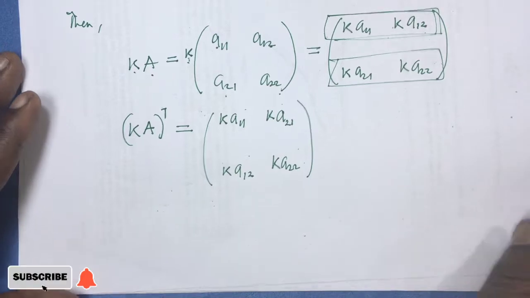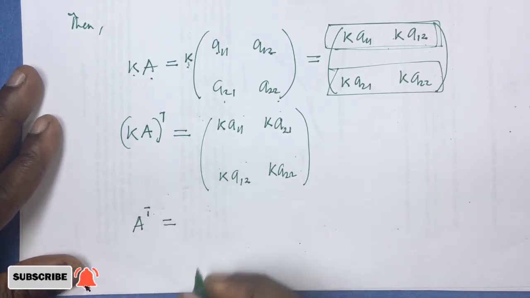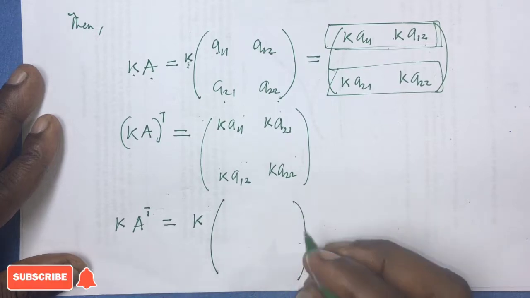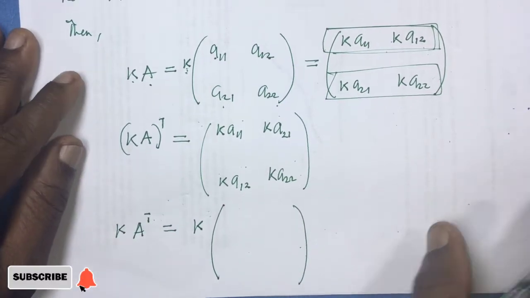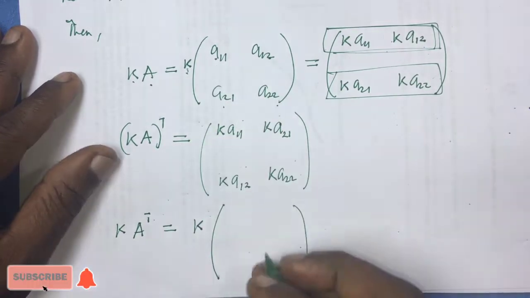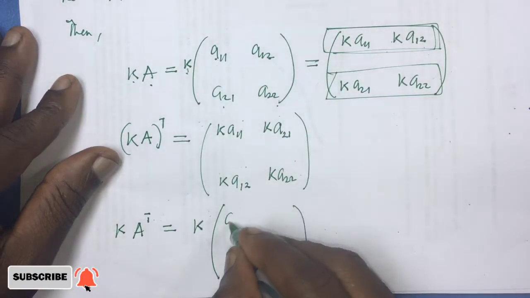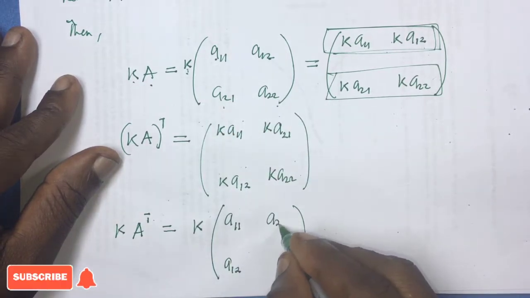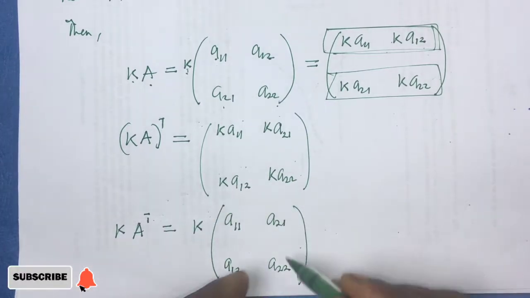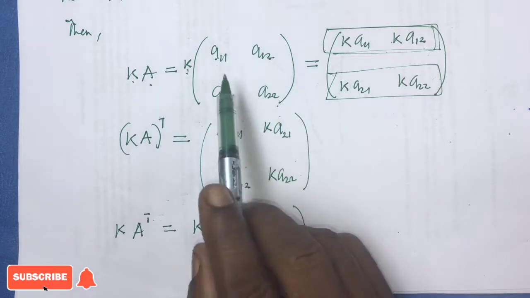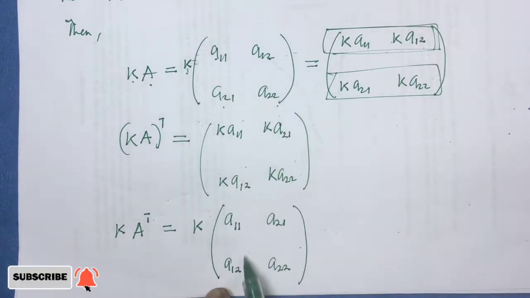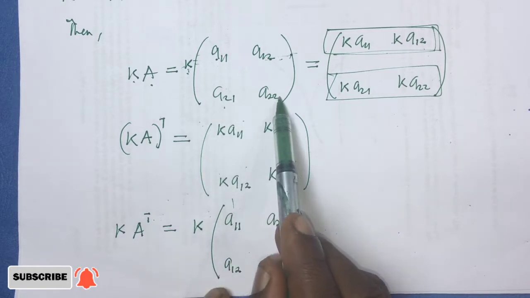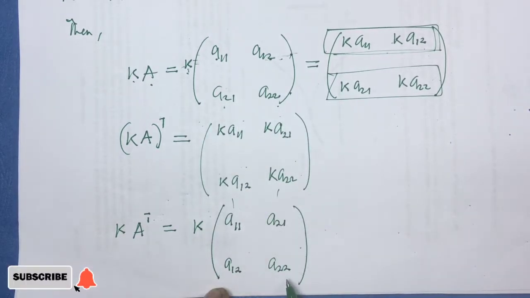Now, the next thing we have to do is to obtain A transpose. K times A transpose will give us K times A transpose. What is A transpose? The matrix A was A11, A12. So this row will become a column here. And this will be A11, A12. If I make this row here a column, it becomes A21, A22. So this matrix in the bracket here is the transpose of A, in which case I have made the rows become columns in A transpose. So A11, A12 was a row in A, it became a column in A transpose. A21, A22 was a row in A, it became a column in A transpose.